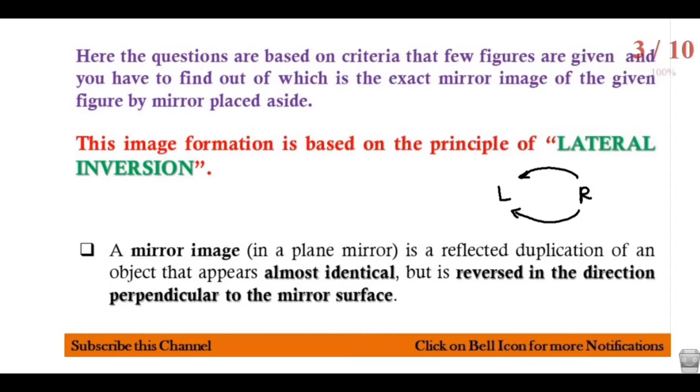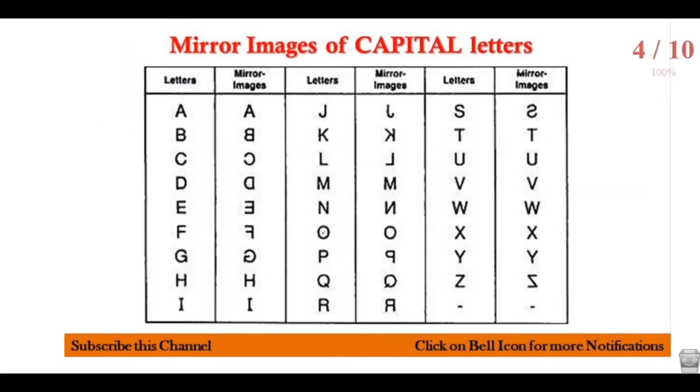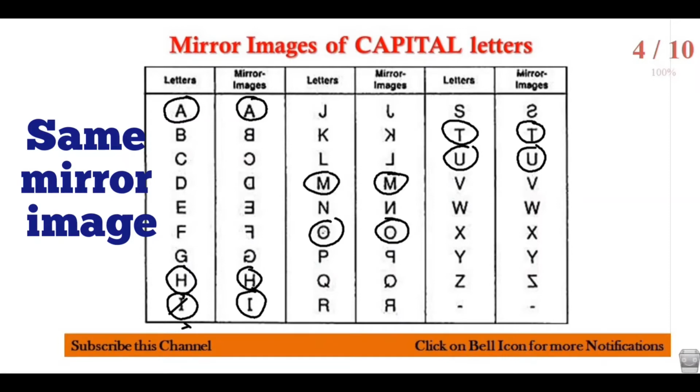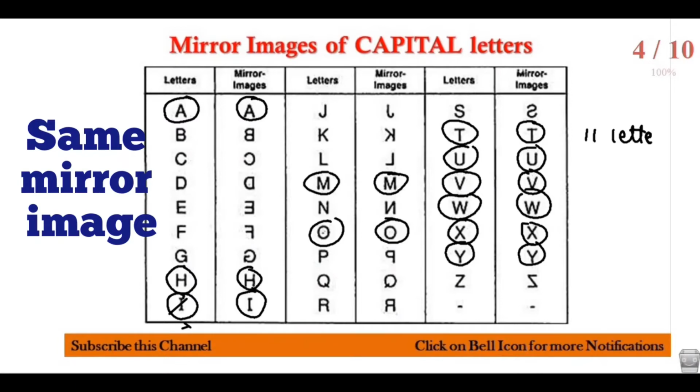First, in the capital letters, we have already seen there are 11 letters, like this one: A, then H, I, then we are having M, O, then U, T, V, W, X and Y. So these are 11 letters which give the same mirror image in capitals.